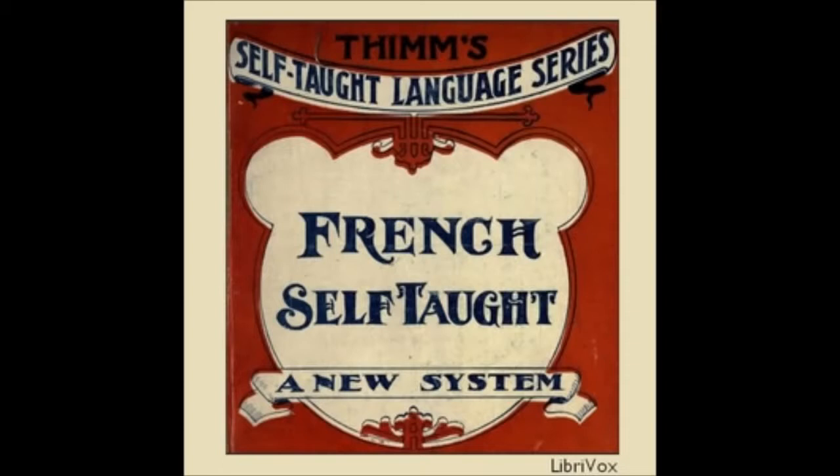V. V is pronounced like the English V. X. X is pronounced as in English. Y. Y is pronounced like E in the English word me. Z. Z is pronounced like a soft S.